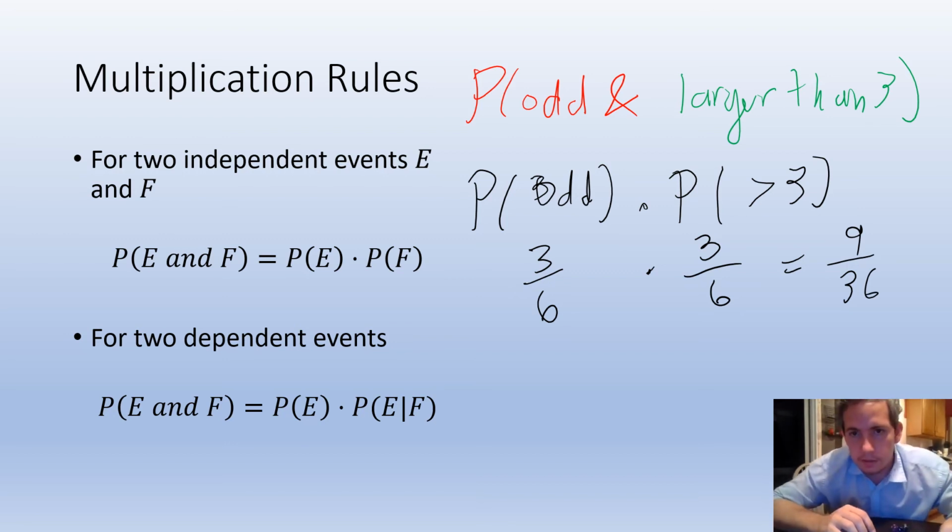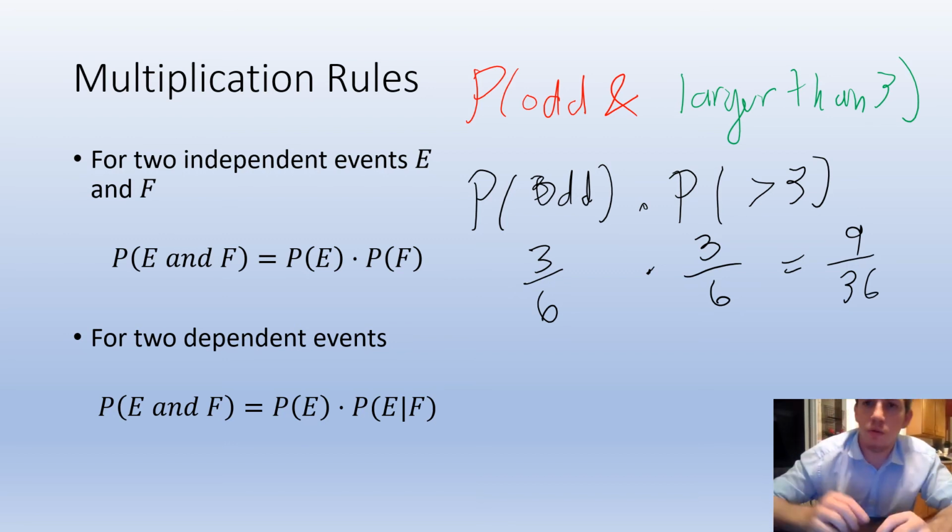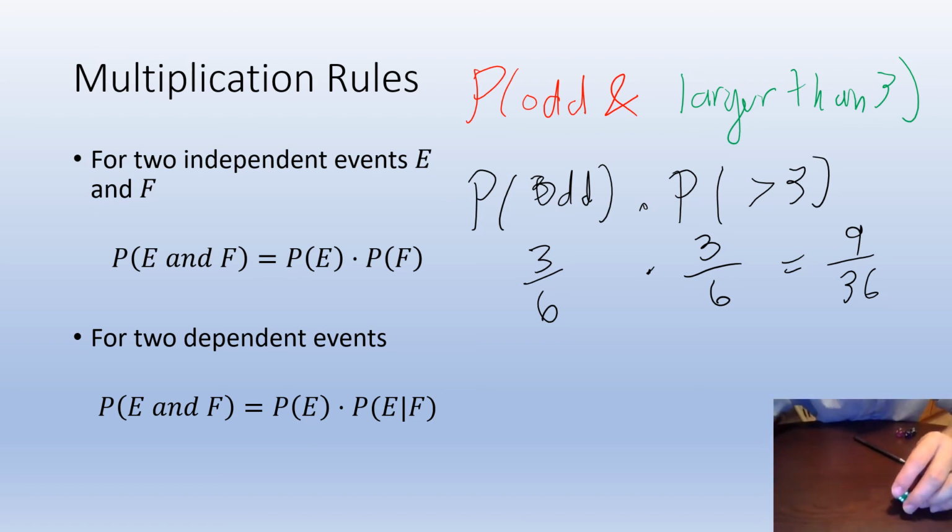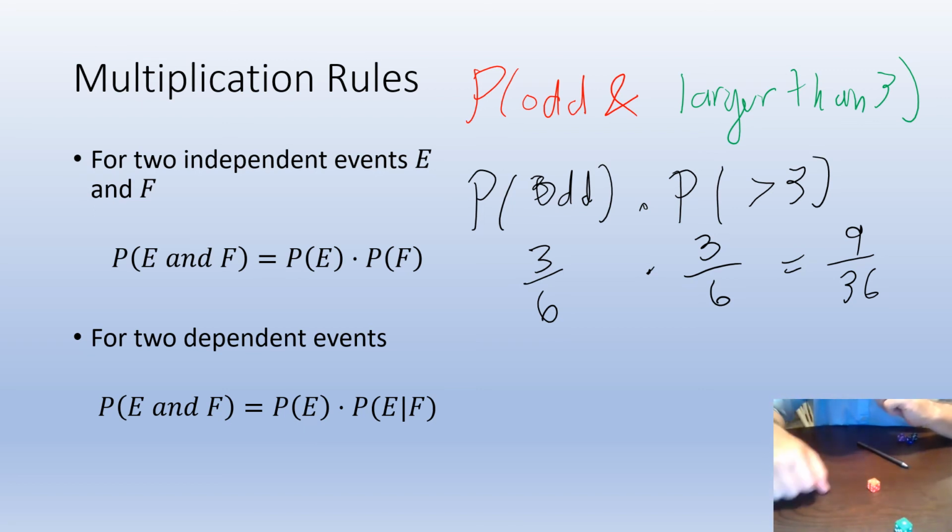Not bad odds. So now I'm going to roll those two dice. We'll take a look and see what happens. I'm hoping for an odd on the red and larger than 3 on the green. Odd on the red, so that worked out, but a 1 on the green, so that did not work out. Let's try again. Odd on the red, so that's a 1. Larger than 3 on the green, so that worked out.